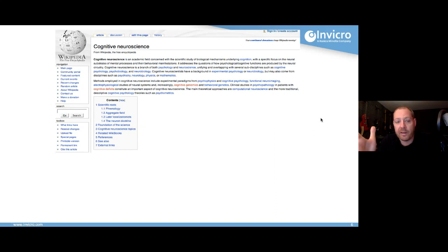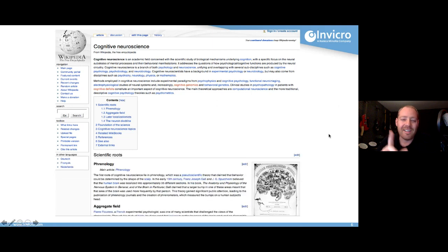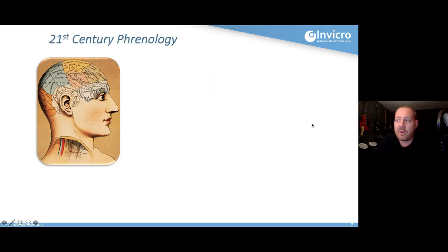So as I said, it's a very popular technique in cognitive neuroscience. This is the Wikipedia page for cognitive neuroscience. And the first section on this page is phrenology. Actually, I think they've changed the page now. This is an old version, but still. So one of the critiques of MRI is that it's just 21st century phrenology, in that it divides the brain up into different functional areas, but with relatively little descriptive, relatively little explanatory power.